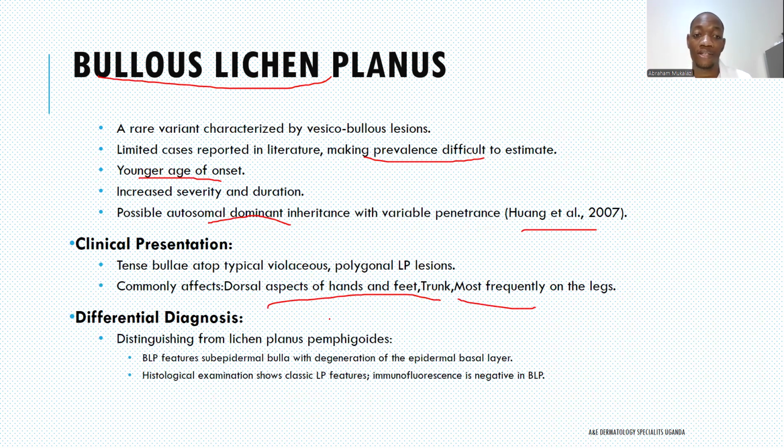The differentials, you have to distinguish it from lichen planus pemphigoides, which is also another blistering condition that has a lichenoid picture. We have an overlap between pemphigoid, bullous pemphigoid, and lichen planus. So it becomes lichen planus pemphigoides. So you should also distinguish it from other blistering conditions. You can have bullous SLE overlapping lichen planus. So you have to tell the difference between which is which.